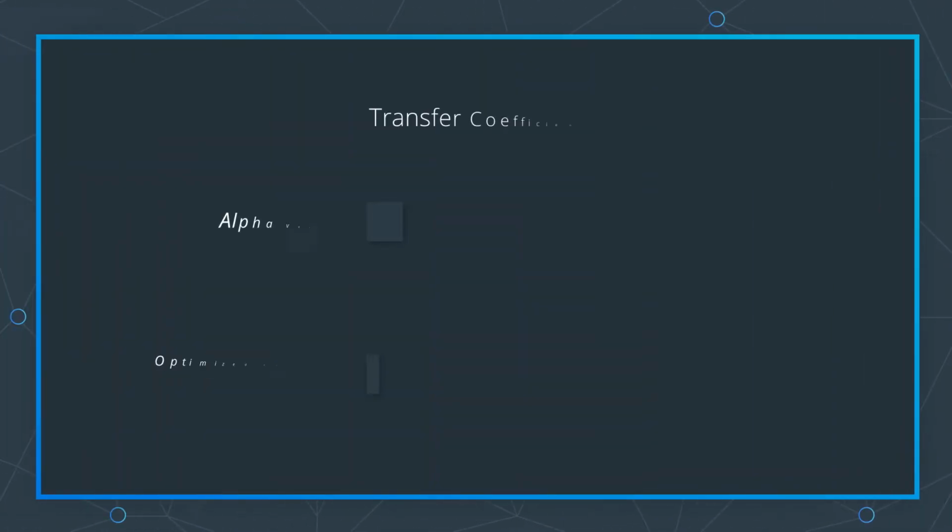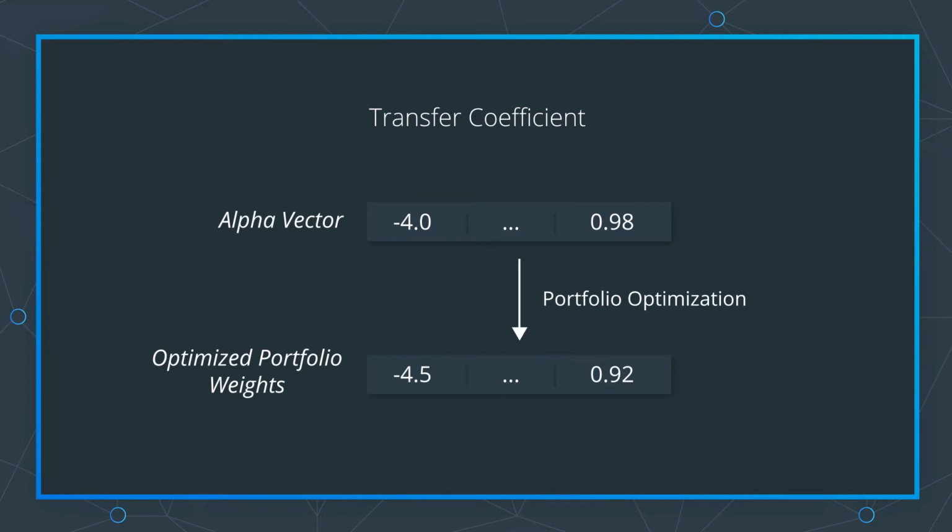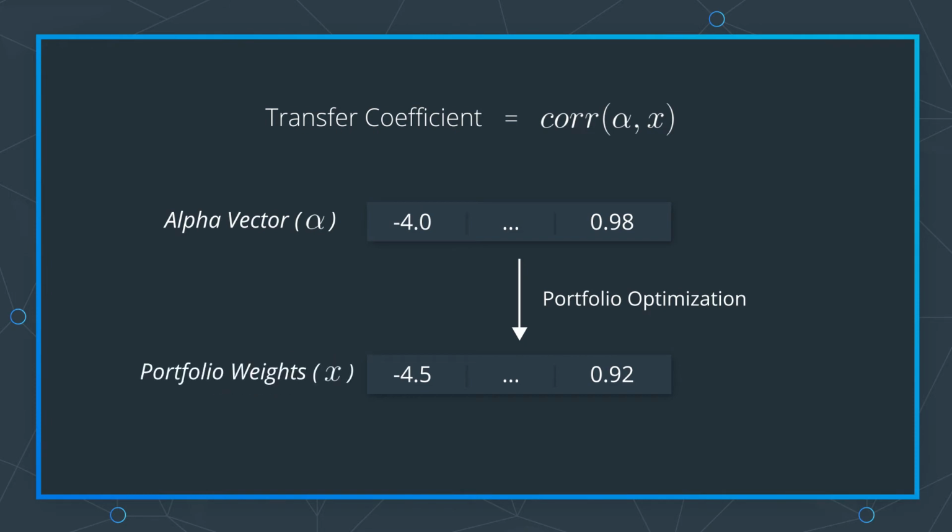To get the transfer coefficient, we need to use portfolio optimization that includes a risk factor model. We will learn about the portfolio optimization step in a later lesson. For now, let's just assume that we have a portfolio optimizer that outputs portfolio weights. We start with our alpha vector, pass it through the portfolio optimization, and get portfolio weights. The transfer coefficient is the correlation between the alpha vector and the resulting portfolio weights. A high transfer coefficient is a good sign that the alpha vector has survived the portfolio optimizer's risk neutralization.